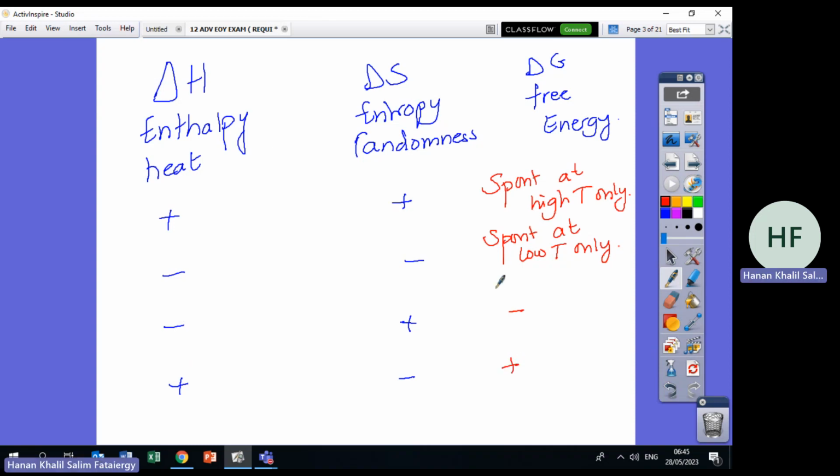What does it mean if the delta G is negative? Delta G is negative, this means that the reaction is spontaneous. Negative, meaning we don't need energy to do the work. If it is positive, we need energy to do the work, so this is never spontaneous. So first thing I want you to know is the signs.